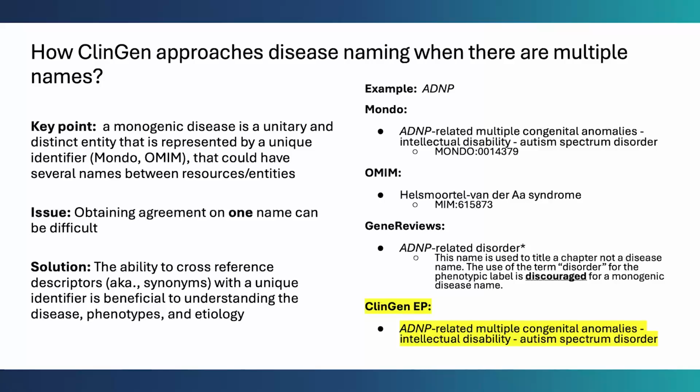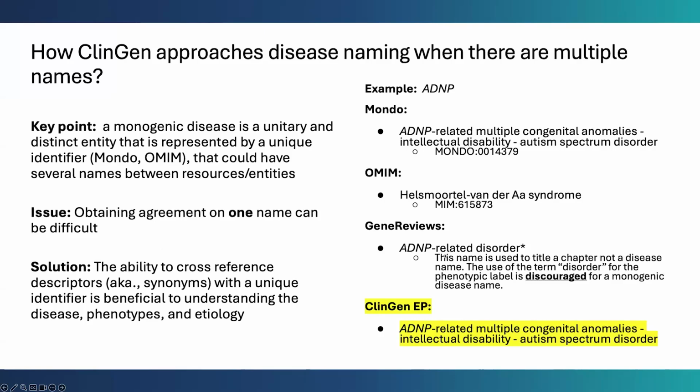And so our issue here is obtaining agreement on one name can be difficult. Some of our solutions are the ability to cross-reference descriptions like synonyms with unique identifiers. So in this situation, Mondo has one name, OMIM has a completely different one.